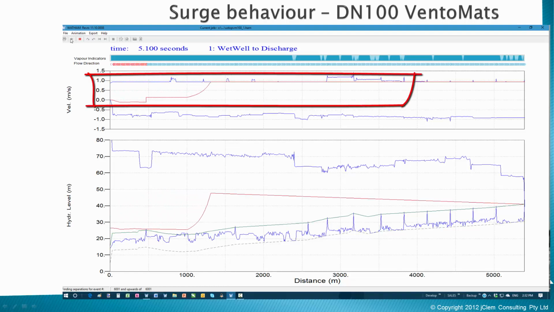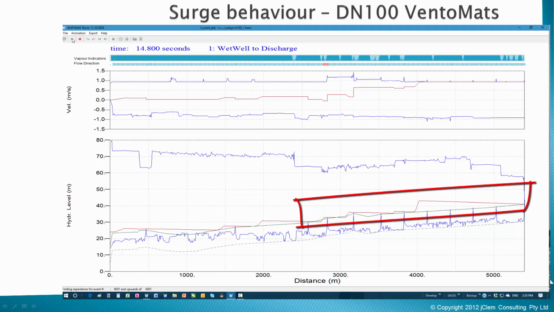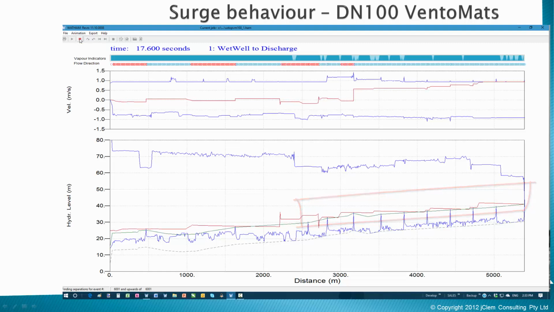Note that the fluid velocity is not dropping to zero everywhere, like we saw in the previous case. As the wave passes each air valve, the fluid continues flowing downstream at a fixed rate, while the fluid upstream of the valve decelerates further. It is this velocity behaviour that prevents head in the pipeline falling much lower than the pipe obvert, well, at least during the early stages of the transient event.